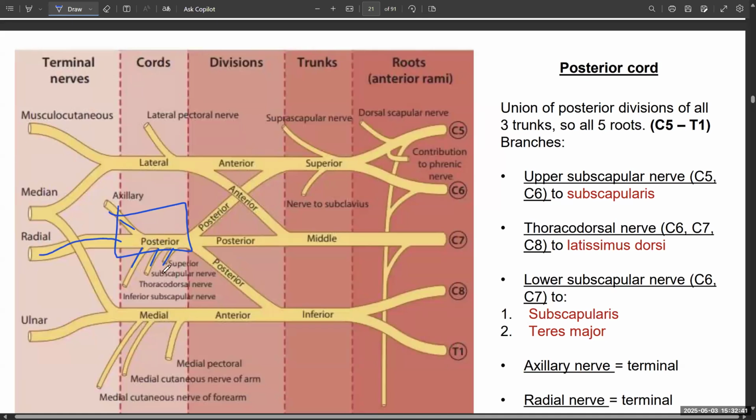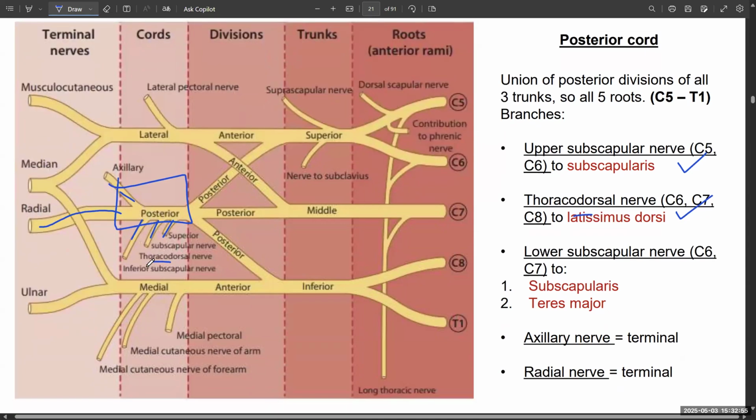Number 1 is the superior subscapular nerve, also called the upper subscapular nerve, and it supplies the subscapularis. Then you have the thoracodorsal nerve over here. It's going to supply the latissimus dorsi. And then you have the inferior subscapular nerve, also called the lower subscapular nerve, and that is going to supply the subscapularis and the teres major.